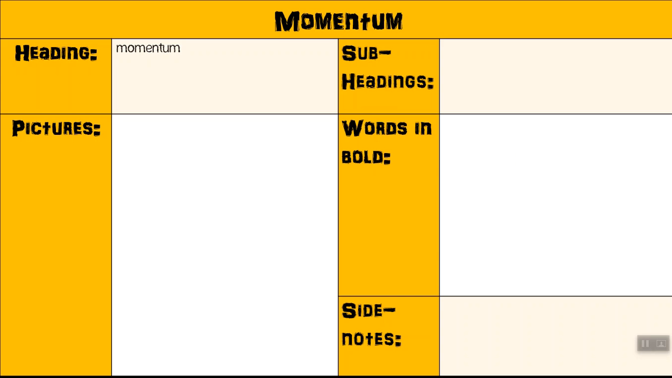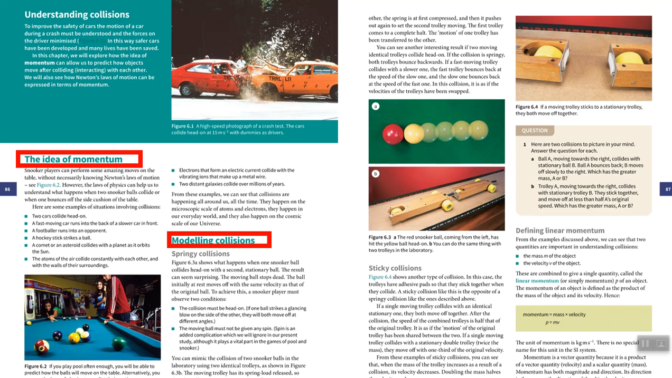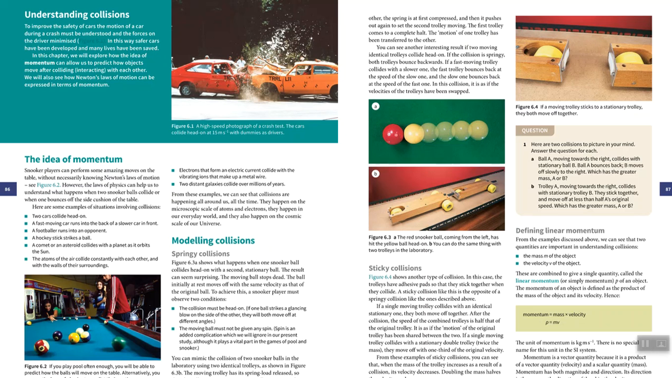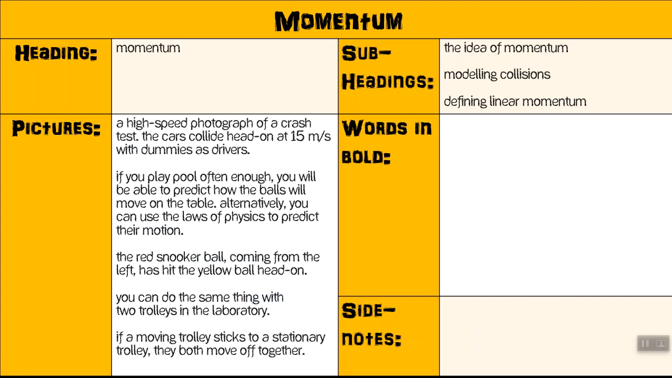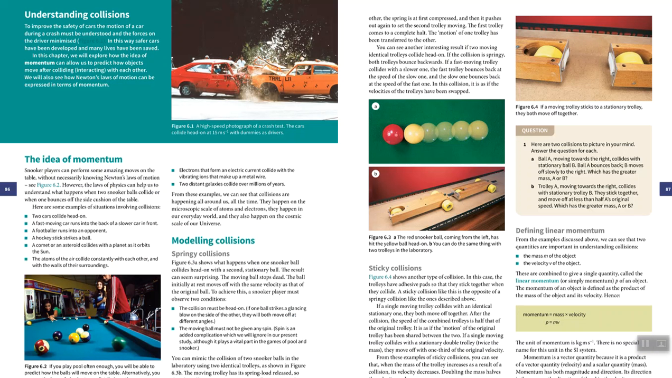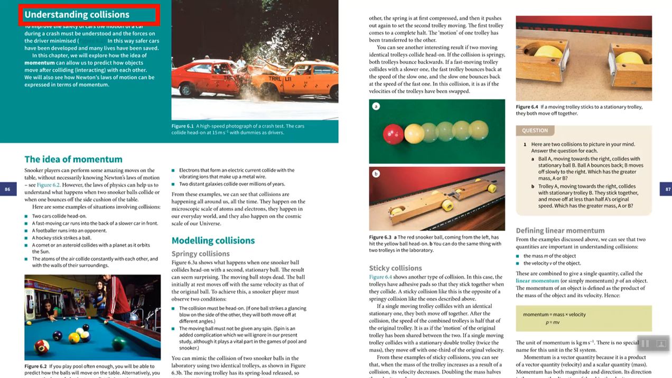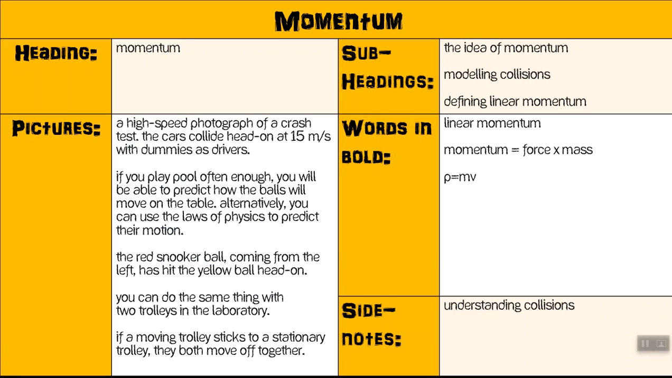And we know the heading of the chapter is called momentum. Then we look for subheadings, and we've got the idea of momentum, modeling collisions, and defining linear momentum, and we write them down. Then we go to pictures, and we look at all the inscriptions of the pictures, and we write them down, okay? And then we look for words in bold. Now in this section there's only one word in bold, but we also add the definition and the formula. Okay, so we put that there, and any side notes, this green part here about understanding collisions, can be considered a side note.